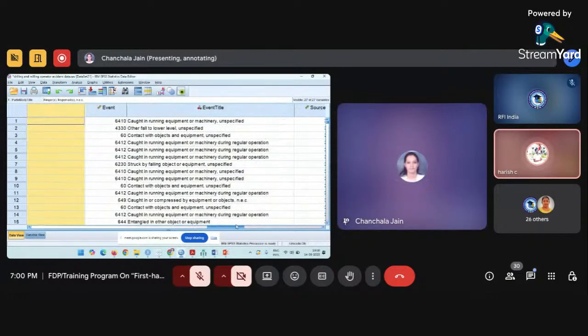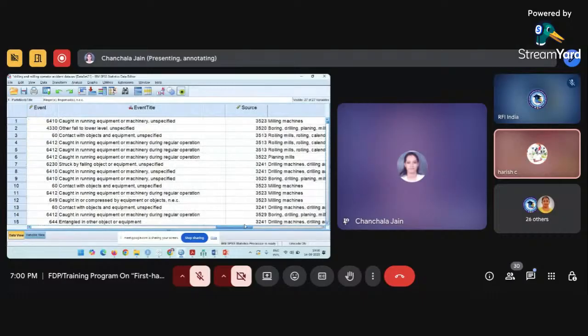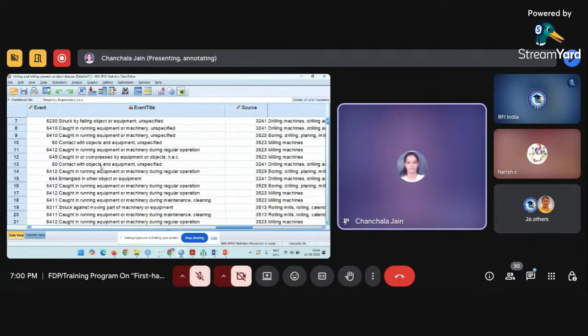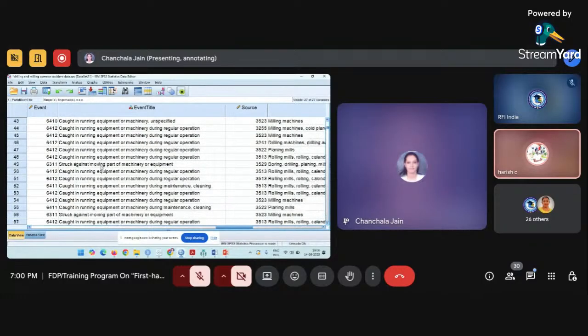And then event title, madam. But sir, these things cannot be interpreted using SPSS also. If I read "caught in running equipment or machinery," "other fall to lower level," "unspecified contact," every problem is a different problem. How will you code it? How will you go for the analysis in this case? There are multiple categories, madam.